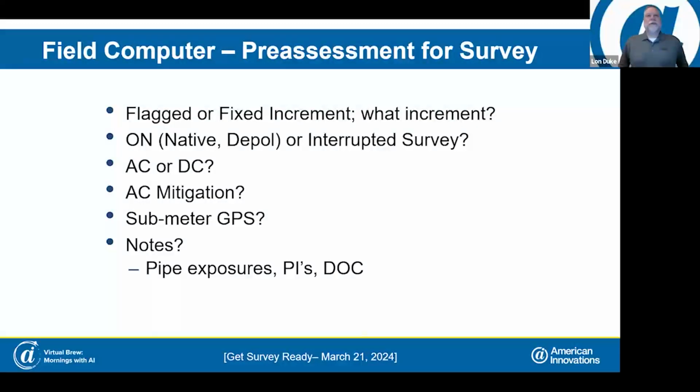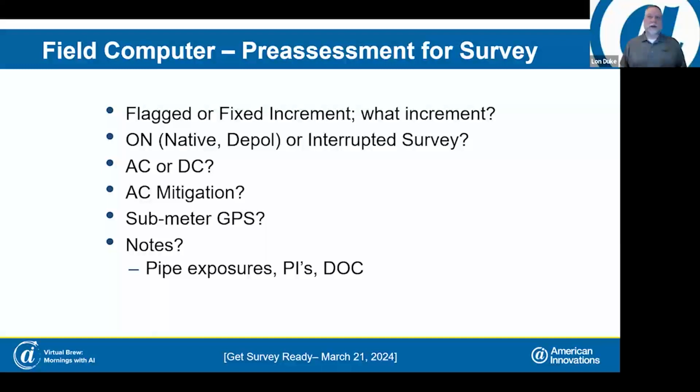So as far as the field computer goes and the equipment, what are we going to need to do to pre-assess what we're going to use for this survey? We have flagged and fixed increment. And if you're doing fixed increment, what's the increment? I'll talk about that a little bit later on. Is this going to be an on survey? Is it going to be a native or a dipole? Are you going to do interrupted? So those are questions that you're going to have to ask.